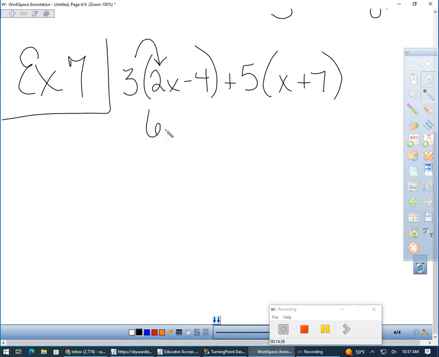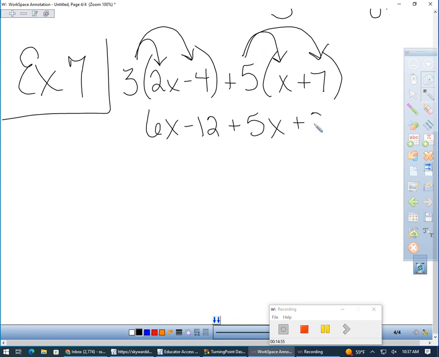So, 3 times 2x is 6x. 3 times negative 4 is negative 12. I'm to the end of that parenthesis, so I'm done distributing the 3. Come over here. I get 5 times x is 5x. And 5 times 7 is 35. I'm to the end of that parenthesis, so I'm done distributing. Now what do I have to do? The parentheses are gone? Good.